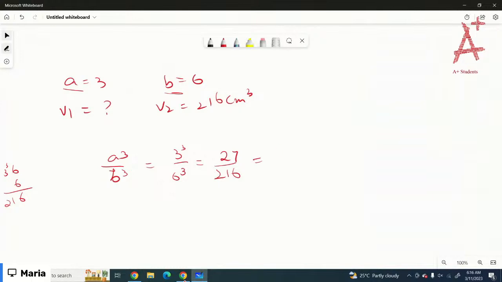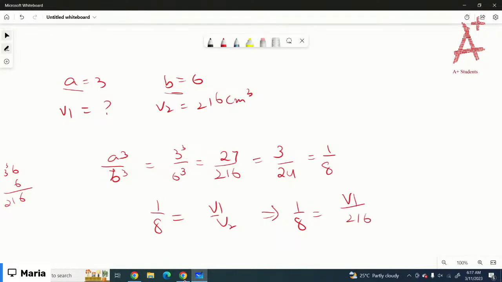Yes, okay, let's just see: 9 times 3 is 27, and 9 times 24 is 216. 3 times 1 is 3, and 3 times 8 is 24. That is the simplified form of the ratio. Now you can form a proportion, that is 1 over 8 equals V1 over V2. So just equate the ratios. It would be 1 over 8 equals V1 divided by 216.